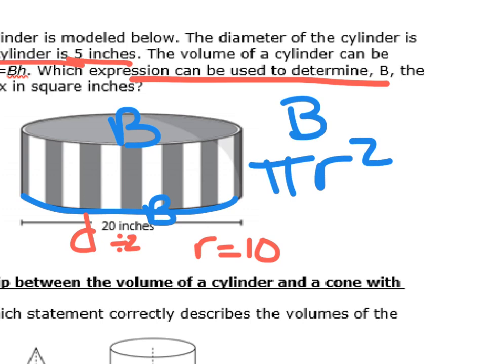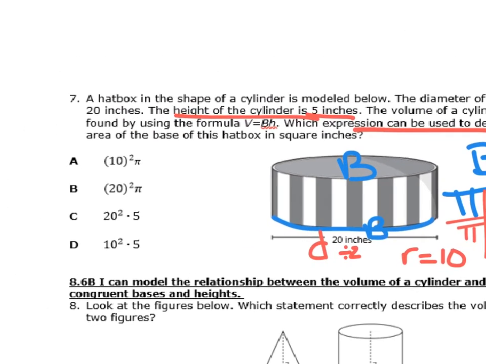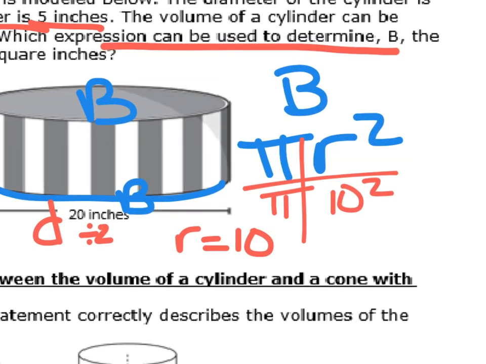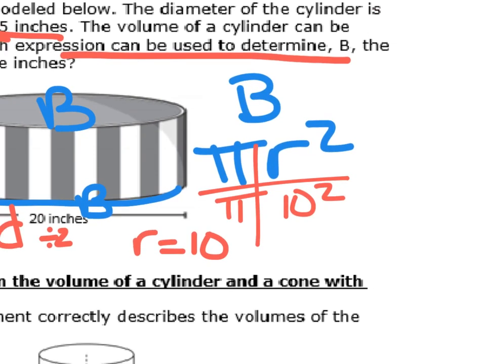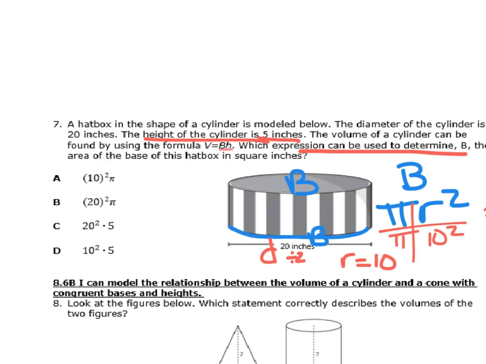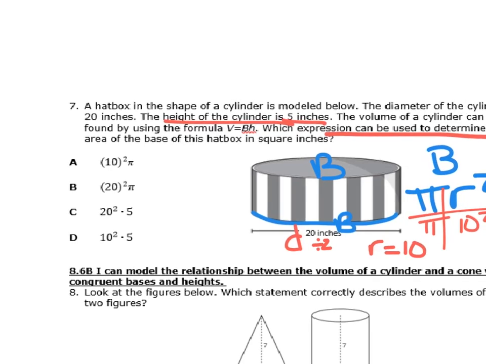Let's make our little table, actually. Pi is just pi. My r is 10, so it's going to be 10 squared. So I'm going to look for the one that matches 10 squared times pi. Whether you multiply pi times 10 squared or 10 squared times pi, it's the same thing. 3 times 5 is 15. 5 times 3 is still 15, whether you multiply one first or second. So just keep that in mind.